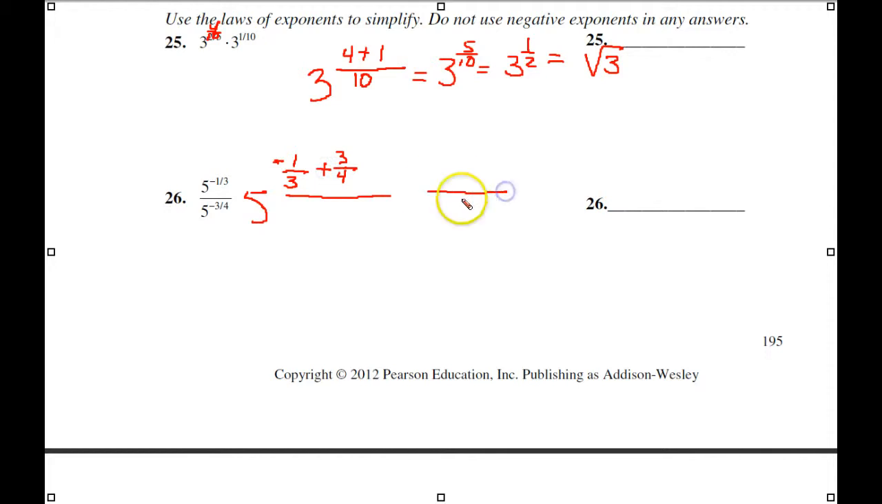Now, I need common denominators, so my common denominator will be a 12. So this becomes a negative 4/12 plus 9/12. So this eventually becomes 5 to the 5/12. And I believe that's how they want the answer. Yes.